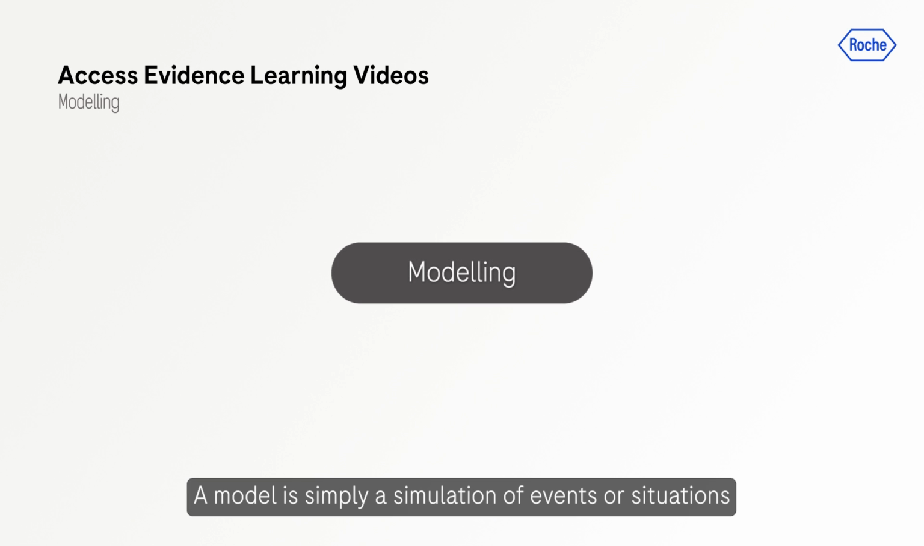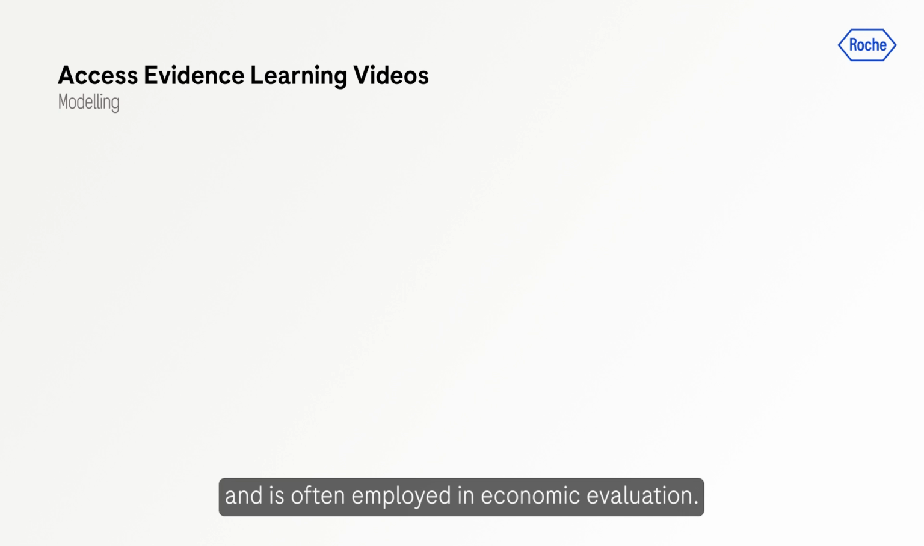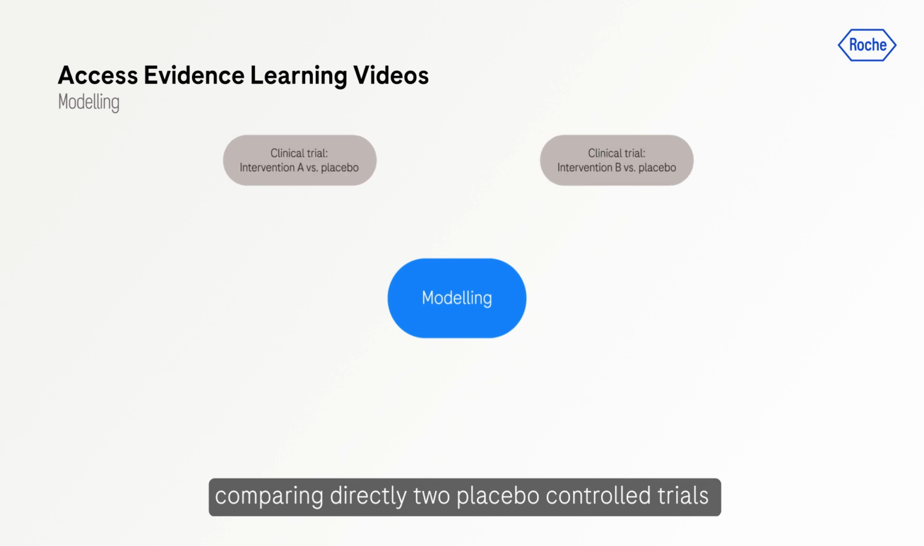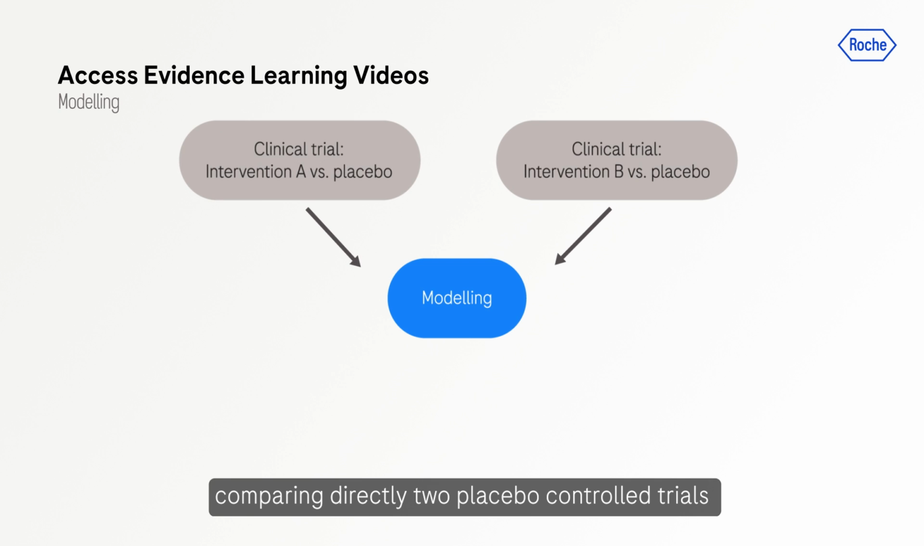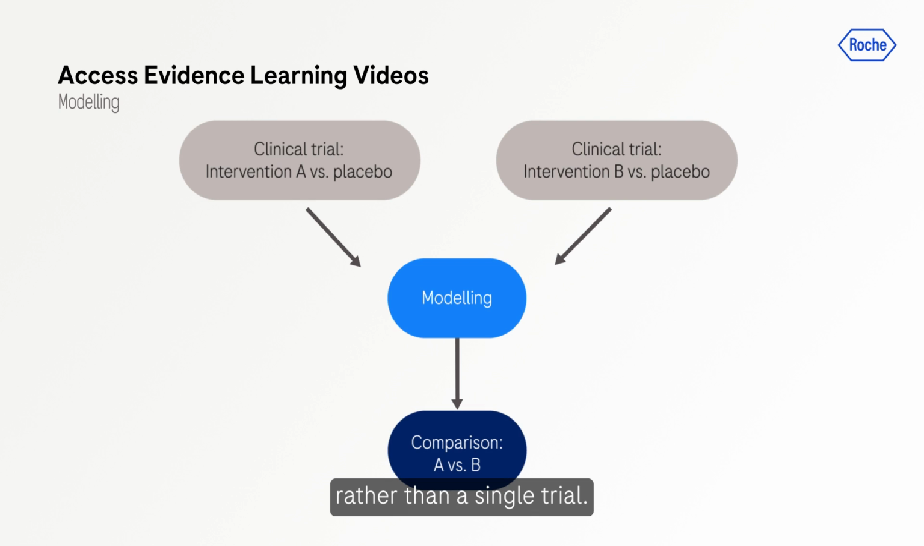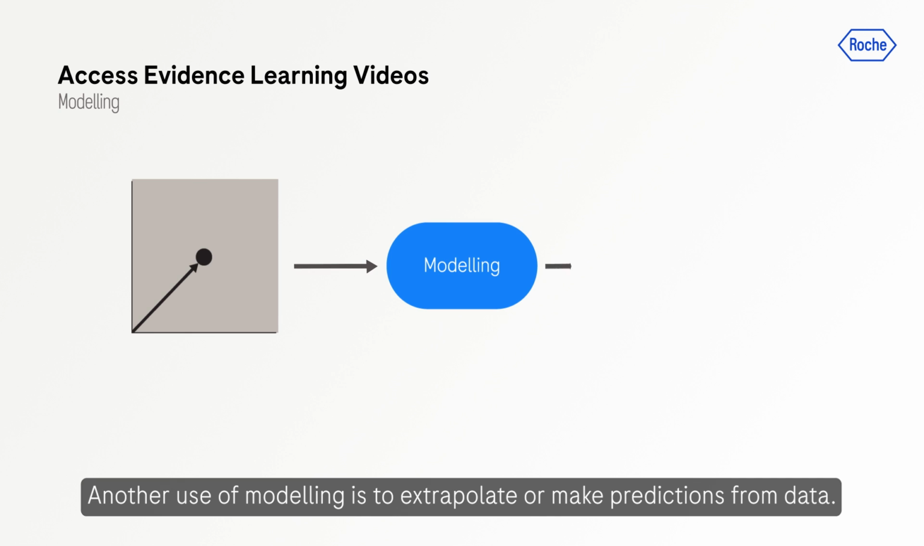A model is simply a simulation of events or situations that have not been observed in reality. Modeling is a widely used predictive tool in many disciplines and is often employed in economic evaluation. One use of modeling is to integrate data from multiple sources. For example, comparing directly two placebo-controlled trials of two interventions which have been carried out separately rather than a single trial. Another use of modeling is to extrapolate or make predictions from data.